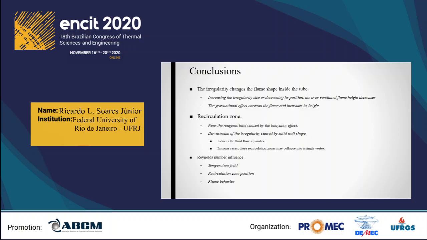Recirculation zones are formed near the reagent inlets due to buoyancy effects and just downstream of the irregularity caused by solid wall shape that induces the fluid flow separation. In some cases, these two recirculation zones are shown to coalesce into a single flow structure. The variation in the Reynolds number of the flow directly affects the temperature field, the recirculation zone positions, and the flame behavior.